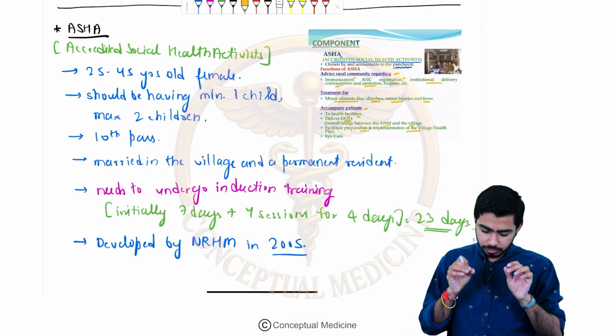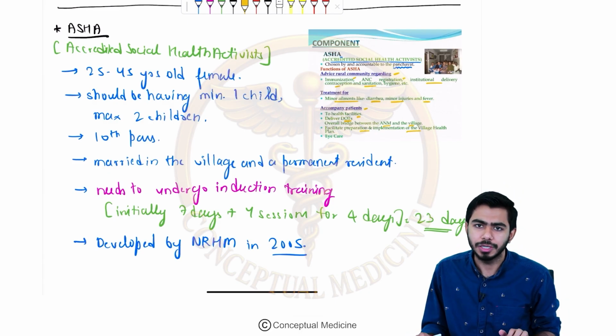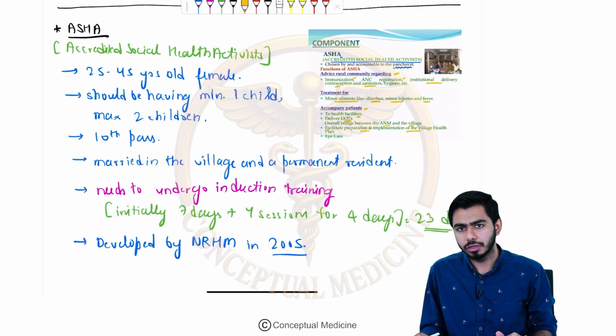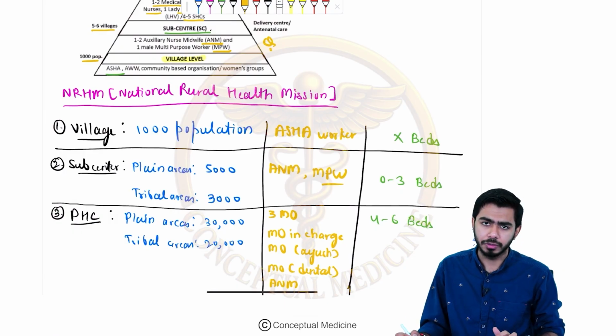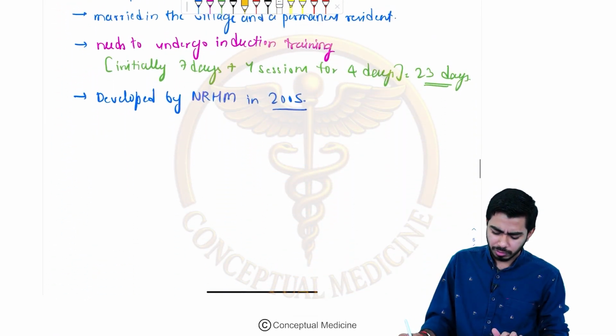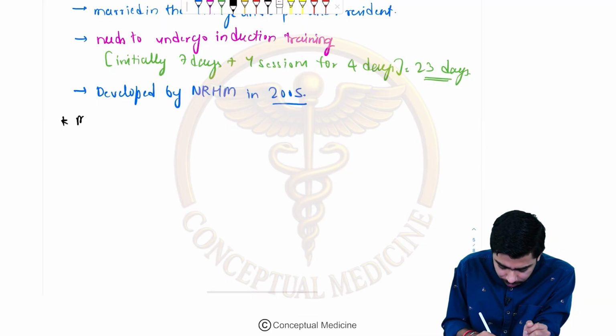Okay. Once we are clear with that, if you remember, I told you that at the level of the sub-center we have a multi-purpose worker. So let's talk about some salient features of the multi-purpose worker also. As we have talked about the ASHA, let's talk about the multi-purpose worker as well.